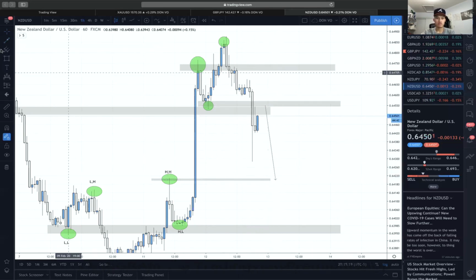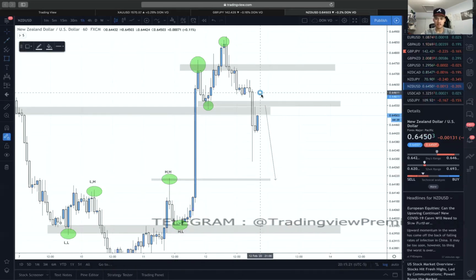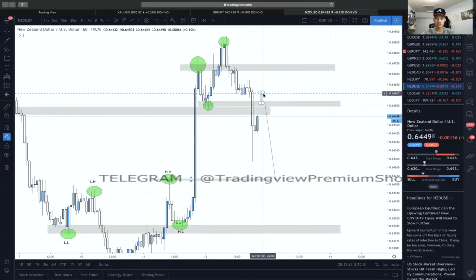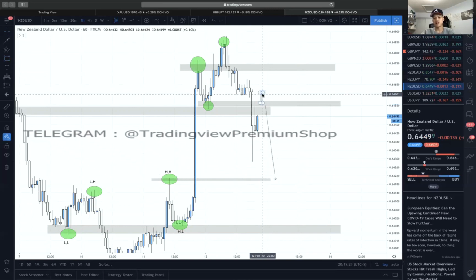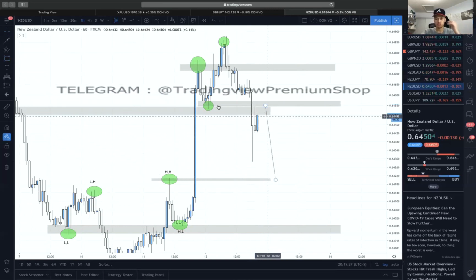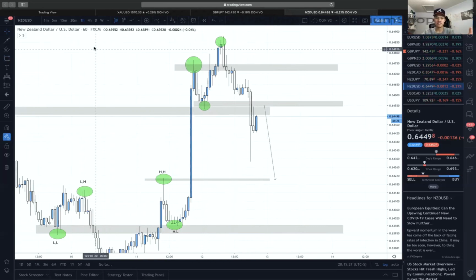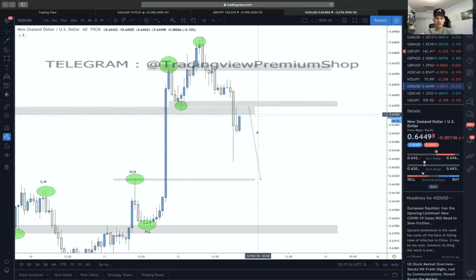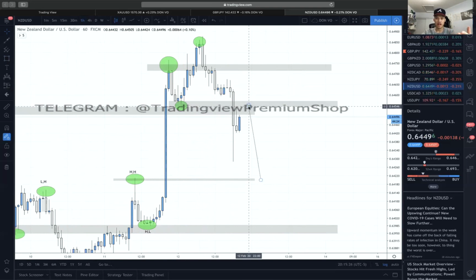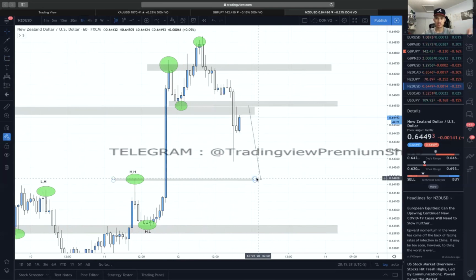But if we were to close above here, let's say the candle comes up to here, then that pretty much means that the structure is broken, right? So the downside structure is broken. We may be looking at buys again. But as of right now, looking at the 1 hour time frame, this is looking like we're gonna make a lower high and then a continuation of a lower low down here.